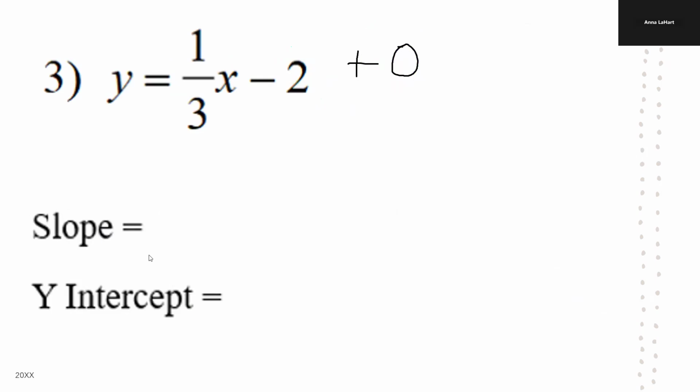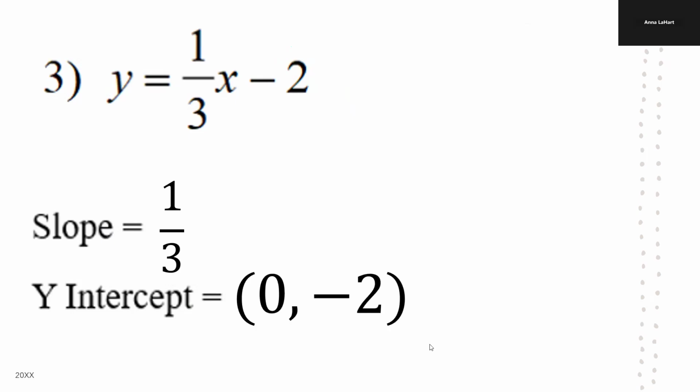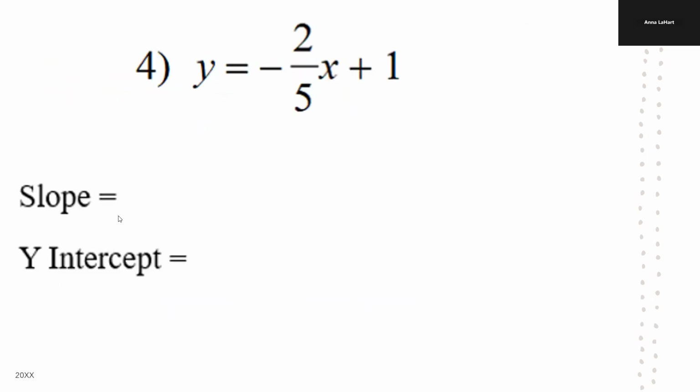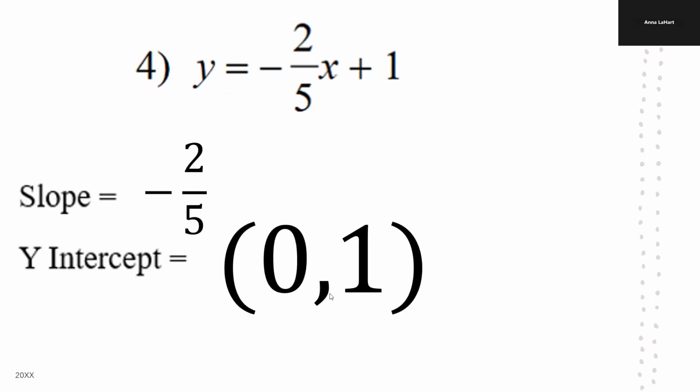The next example, again, this one's slope is +1/3, and then the y-intercept would be 0, -2. Always bring the sign with it. And then one more example, here we go. We got a slope of -2/5. Again, the sign goes with it. The y-intercept would be 0, 1.